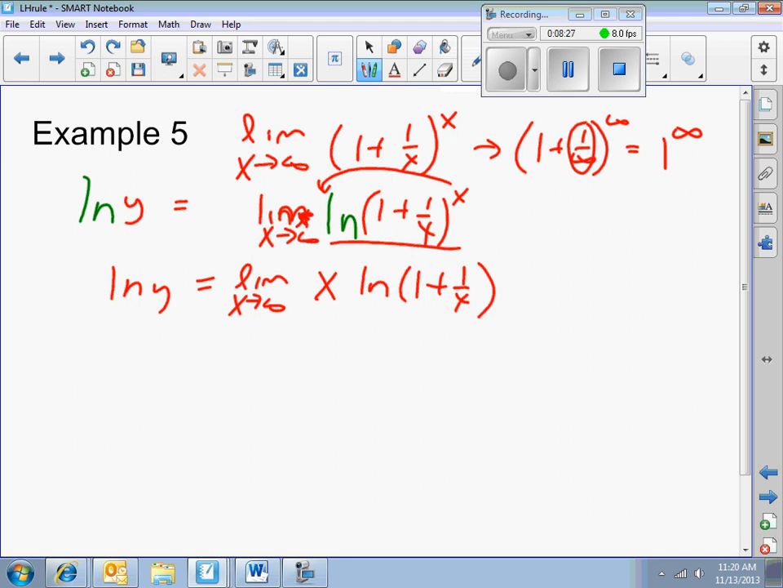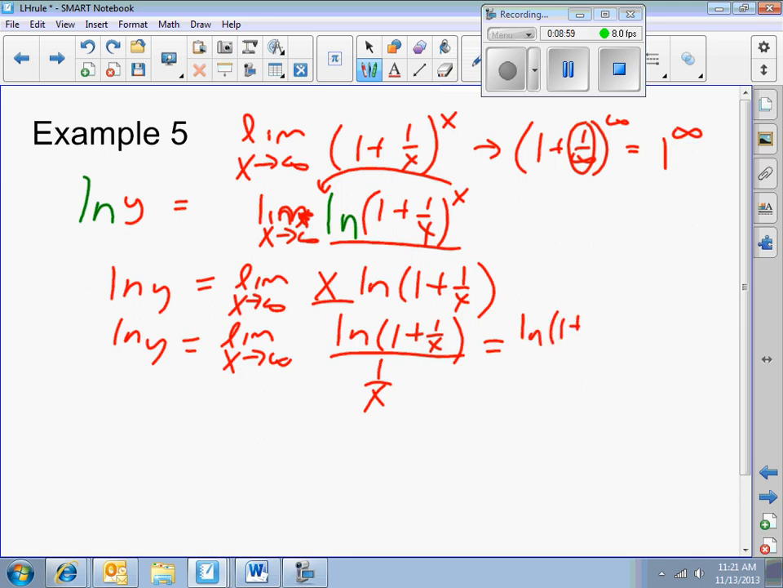Well, that's still not quite L'Hopital's rule, but I'm going to manipulate it a little bit to make it look like it. Multiplying by any number is the same as dividing by the reciprocal. So this could be written as natural log of 1 plus 1 over x, and instead of showing multiplication by x, that's the same as dividing by 1 over x. So now if I plug in infinity, once again on top I get natural log of 1 plus 1 over infinity.